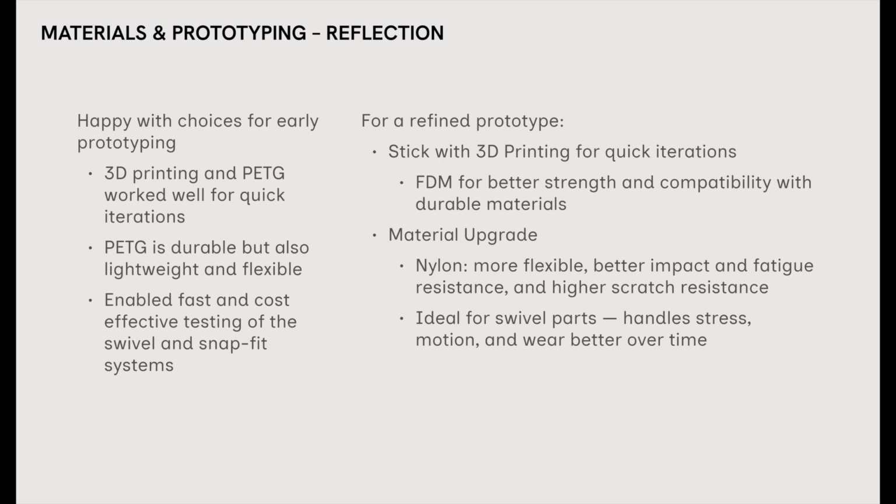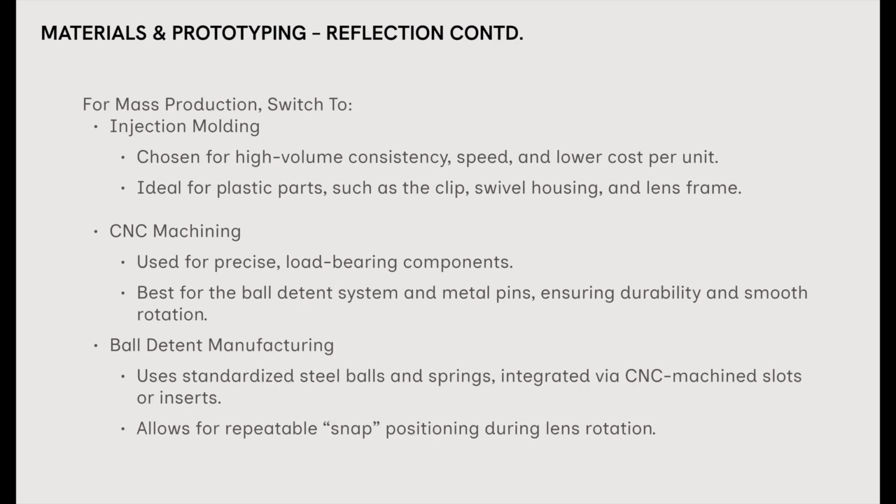job done pretty well. For a more refined prototype, we would still want to stick with 3D printing because of its simplicity, but switching to a more durable material like nylon could be beneficial for its increased flexibility and impact resistance. Now, if we were to start manufacturing our product at a larger scale, switching from 3D printing to injection molding would be a smart choice, because injection molding tends to be better for mass-producing plastic parts in terms of both consistency and cost-effectiveness. CNC machining is also another option for precise manufacturing, especially for the metal parts like the ball detent or any metal pins.